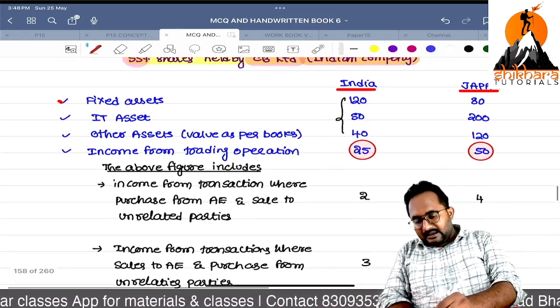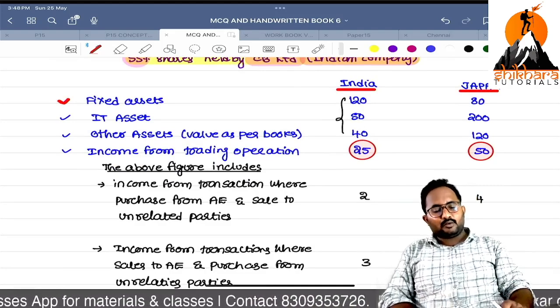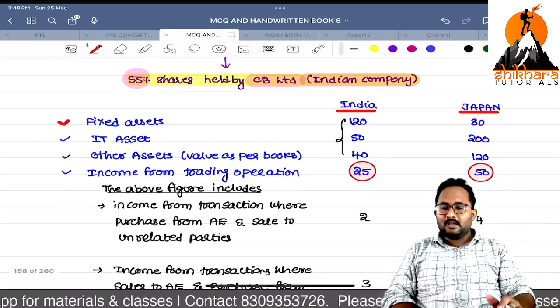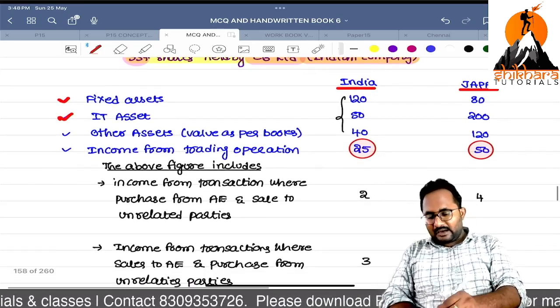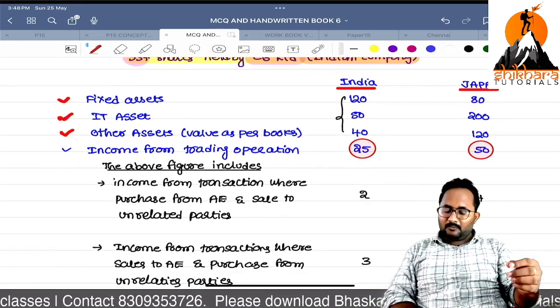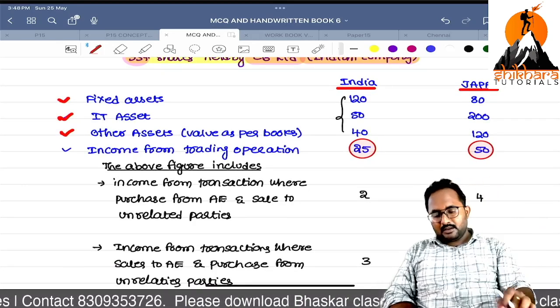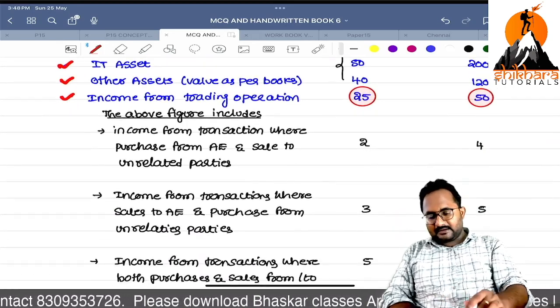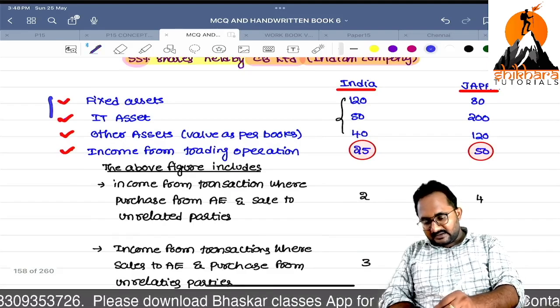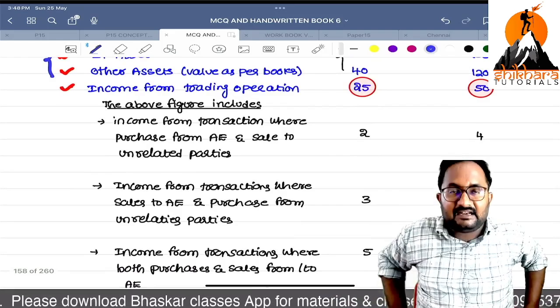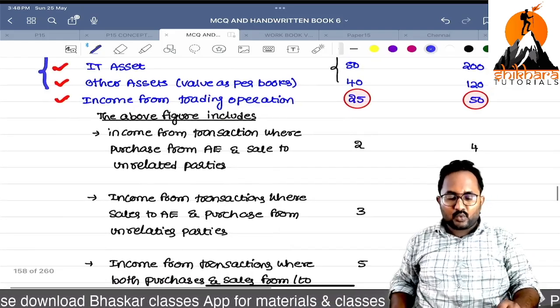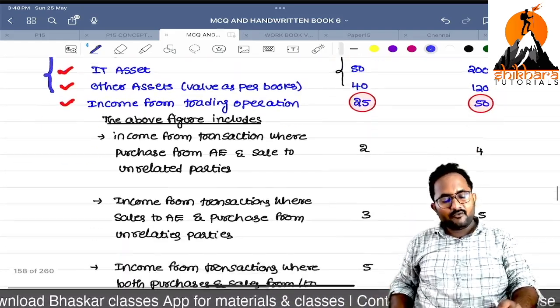Fixed asset, in India, how much amount is there? 120 rupees or lakhs, whatever it may be. So next, 80. Intangible assets, how much? 50, 200. Other assets, value for the books, 40, 120. Now, income from trading operations, above all. Assets. Now, I am talking about the income. Trading operations related income is how much? In India, 25 and in outside India, 50.